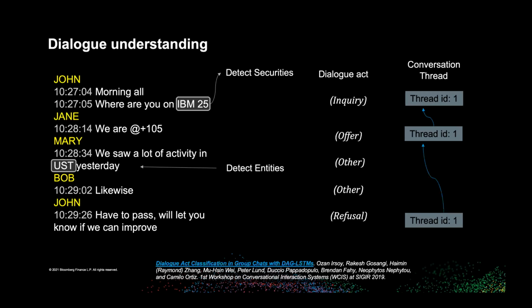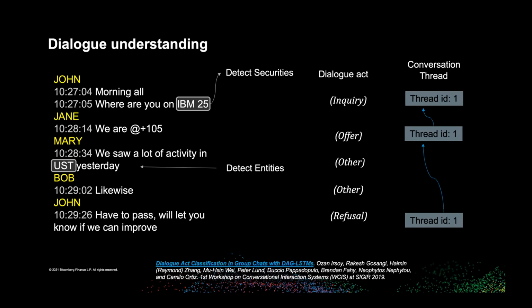The final piece is there is a structure that's underlying these utterances, which is a threading structure. So in this example, there are really two parallel conversations happening. One is between John and Jane, and the other is between Mary and Bob. And in order to really understand this entire dialogue, not only do you need to know the securities being mentioned and the dialogue act, you really have to know this conversational threading. And once you have that, there really is a lot you can do with these dialogues.